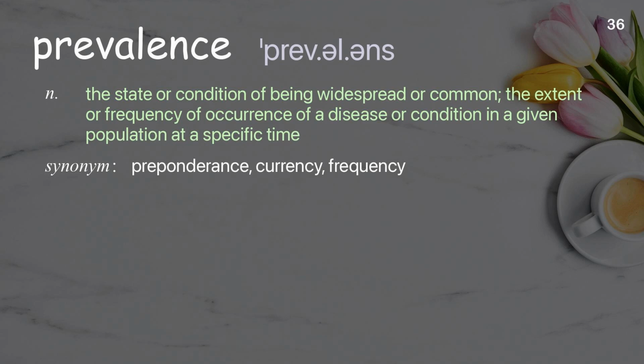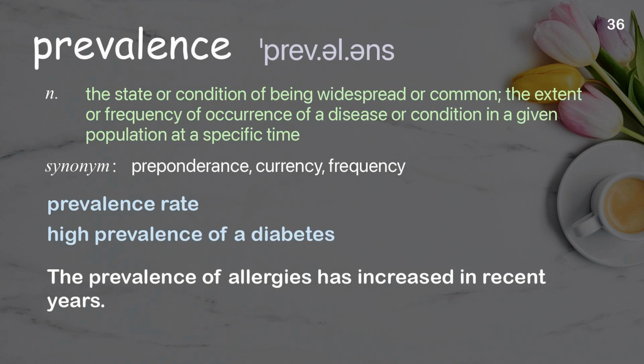Prevalence. The state or condition of being widespread or common, the extent or frequency of occurrence of a disease or condition in a given population at a specific time. Examples: Prevalence rate. High prevalence of diabetes. The prevalence of allergies has increased in recent years.